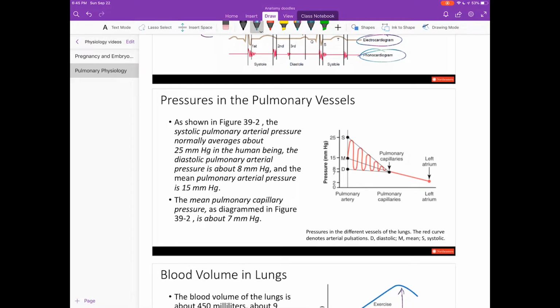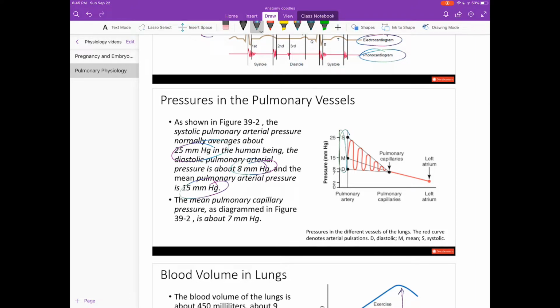Okay, let's go back to the pressures in the pulmonary vessels. Again, the systolic pulmonary arterial pressure averages 25 millimeters, and the diastolic pressure is about 8 millimeters, which makes the mean about 15 millimeters, and you can see that here on the pressure curve on the left.